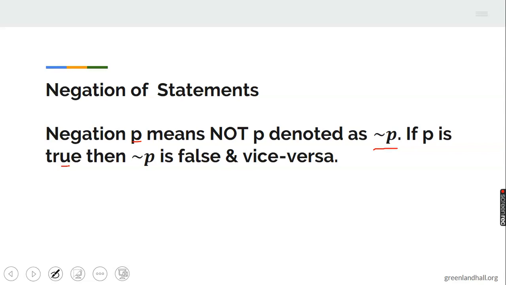So you have a table this way. This is the table. If this is P, and this is not P. If this is true, this will be false. And lastly, if this is false, then this will be true. This is the truth table for P and not P.